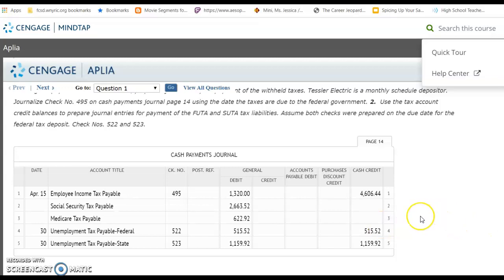So those are the only 3 transactions we do for 13-4. This concludes the work together problem. Go ahead and finish that and move on to the on your own problem.